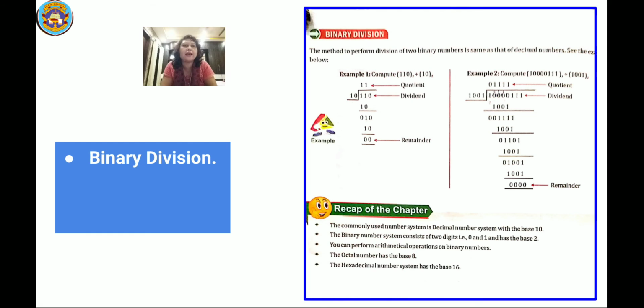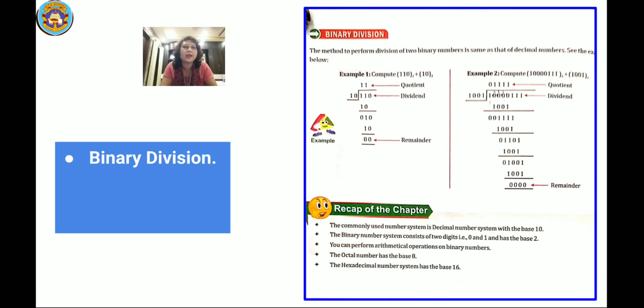Then lastly we have binary division. We have two rules for binary division. If the dividend is greater than or equal to the divisor, we put a 1 there as the quotient, and if the dividend is smaller than the divisor, we put a 0 as the quotient. So this was all about binary numbers, that is binary addition, subtraction, multiplication and division.